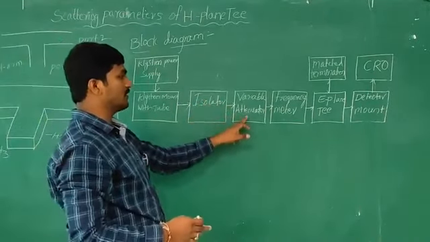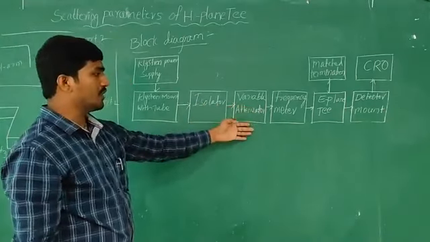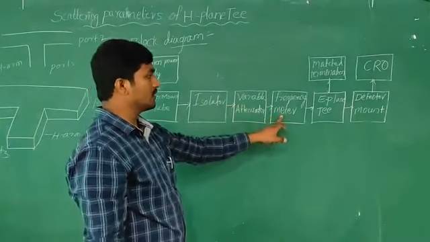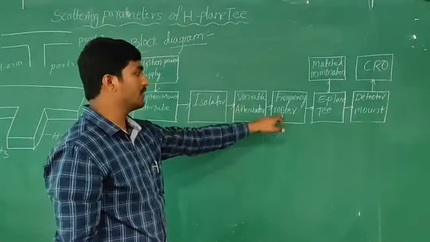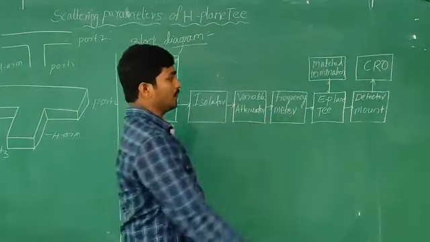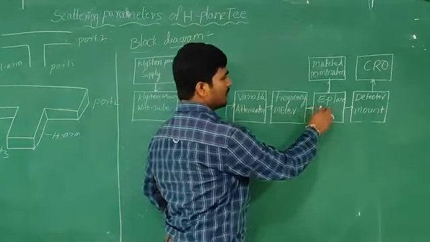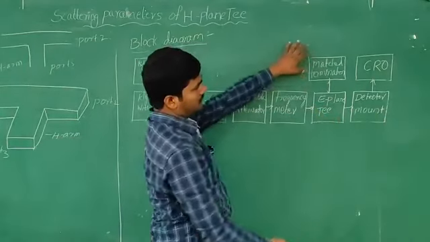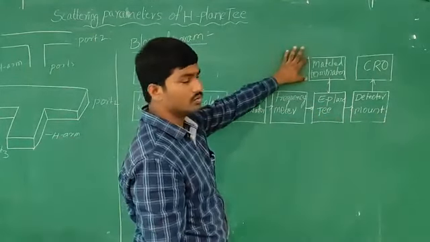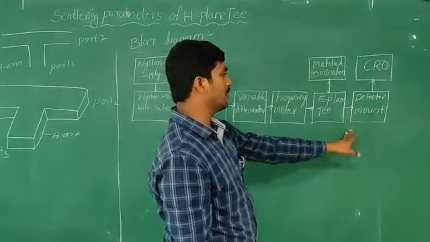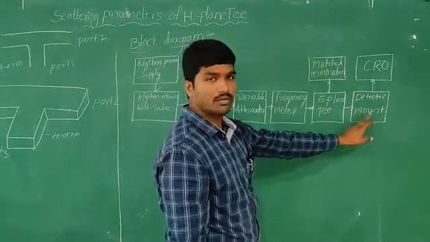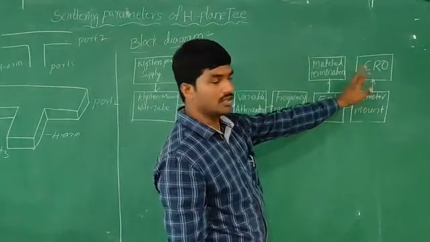Here the variable attenuator attenuates the power. Using the frequency meter, we can measure the frequency. The H plane T with the match termination is used to terminate the ports. Finally, we get the output from the detector mount, and we can see the output in the CRO.